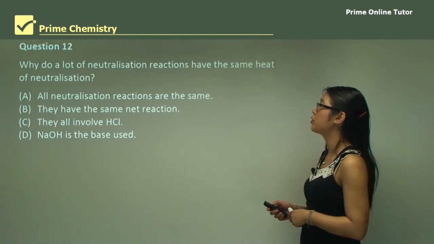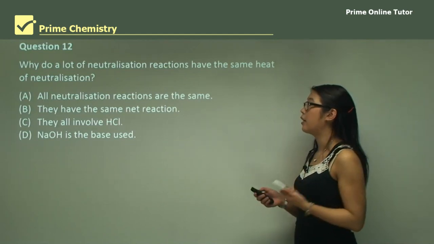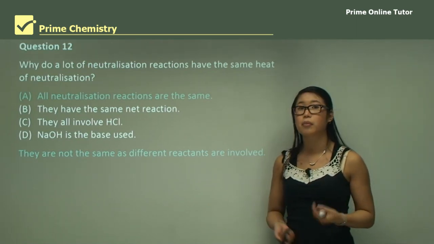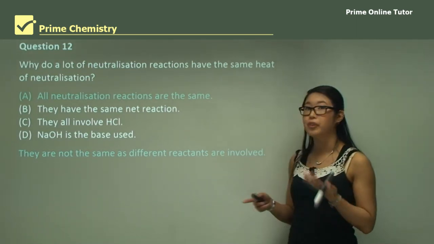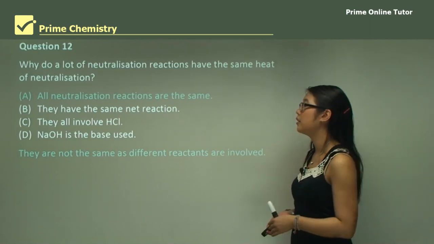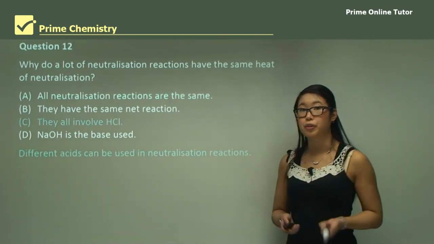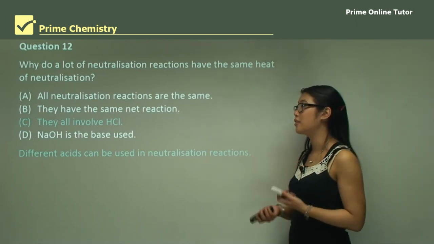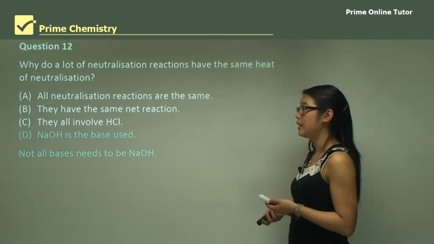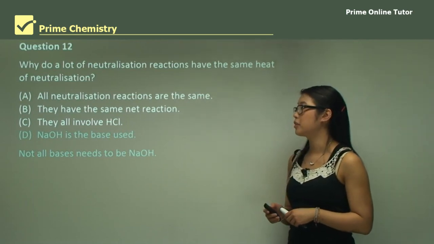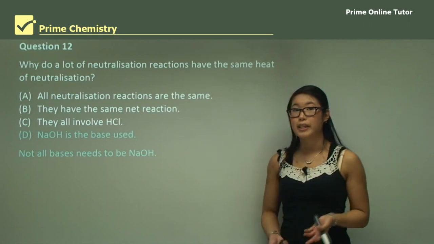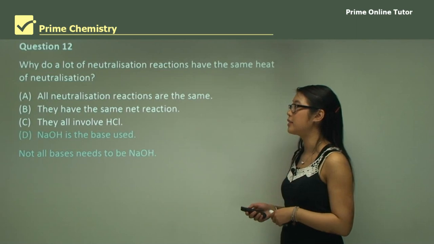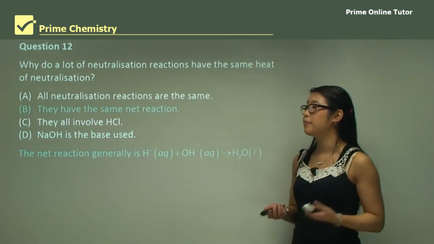Question 12, why do a lot of neutralization reactions have the same heat of neutralization? A, all neutralization reactions are the same. Well, they're not all the same because sometimes we use different reactants, so different acids or different bases. C, they all involve hydrochloric acid. That's not true because neutralization reactions can also use other acids like sulfuric acid. And D, sodium hydroxide is the base used. Again, not all bases are sodium hydroxide. We can use various bases.